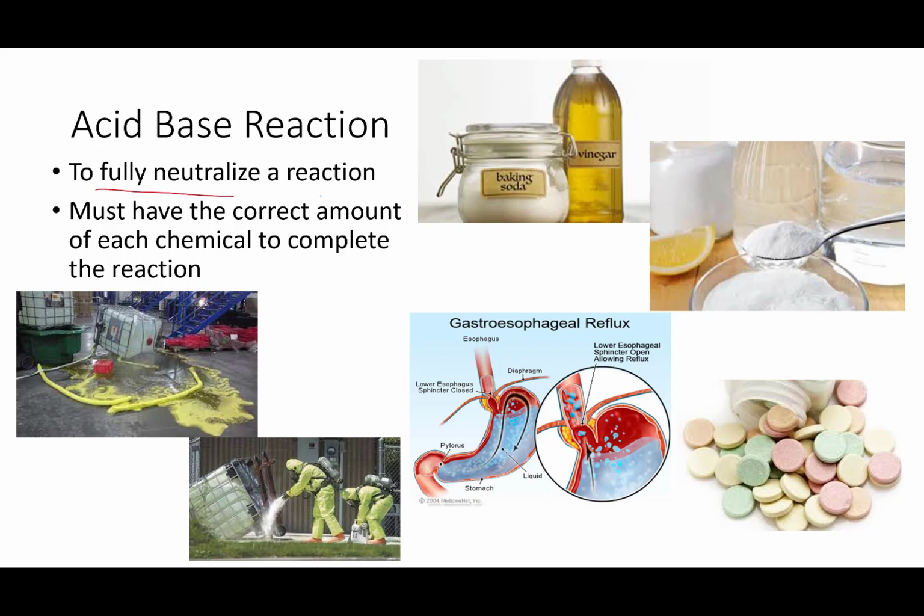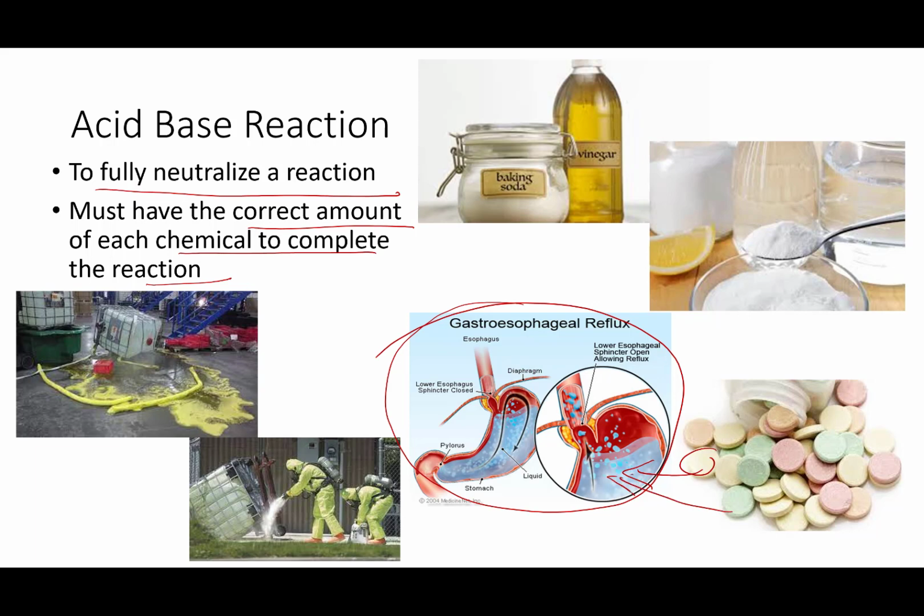To fully neutralize an acid-base reaction, you've got to have the correct amount of each chemical to complete the reaction. For example, if you happen to have some acid reflux and you take one Tums or one Rolaids and it doesn't do it, you take another one. I don't get this often, but once in a while, you go, that didn't do it, you take another pill. And the reason is because you have to have the correct amount. If there is an industrial acid spill, you do not throw 1 tablespoon of baking soda on it. They add enough neutralizer until the whole thing is completely neutralized.